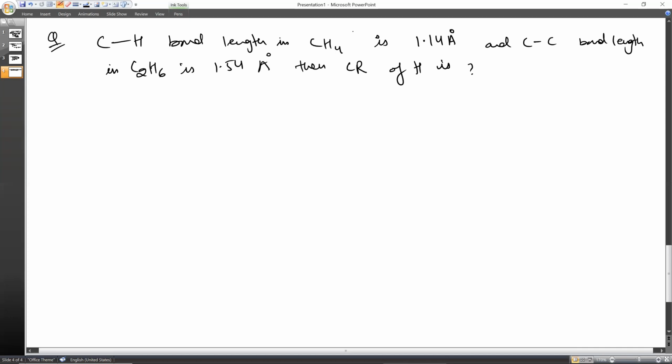Have you tried it? So what is being asked? It is asking the covalent radius of hydrogen. So what is it saying actually? It's given that the covalent bond length between C and H is 1.14 angstrom. And the bond length of CC is also given to you, and that is 1.54 angstrom.